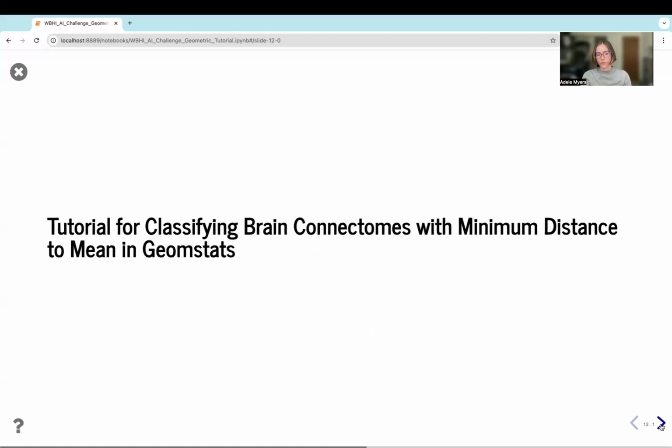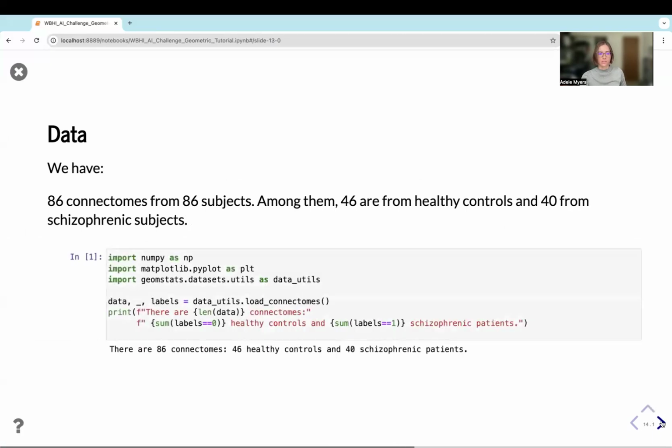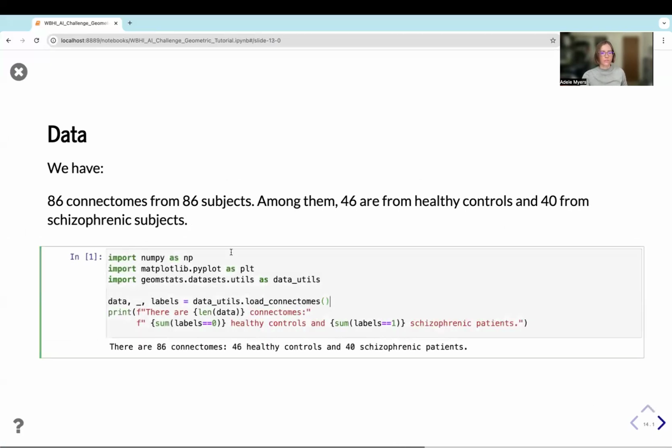So, like I said, this is a tutorial for classifying brain connectomes with minimum distance to mean in Geomstats. The data we're going to use in this tutorial: we have 86 connectomes from 86 subjects. Among them, 46 are from healthy controls and 40 are from schizophrenic subjects. First, we'll import all of the packages we need, including the Geomstats packages. We load the connectomes, which in this case have already been uploaded to Geomstats, so we load them from Geomstats.